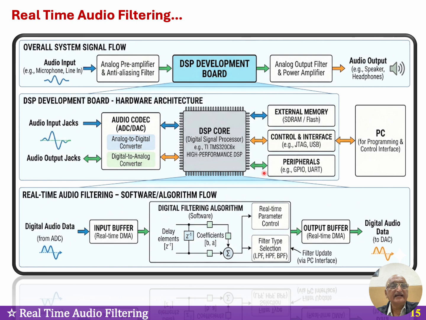This is the schematic diagram generated with the help of AI. This analog input signal is first given to the analog filter, and then DSP development board filters it, and then analog output filter, the audio output is generated. So this is more detail about this real-time audio filtering using DSP core chip.